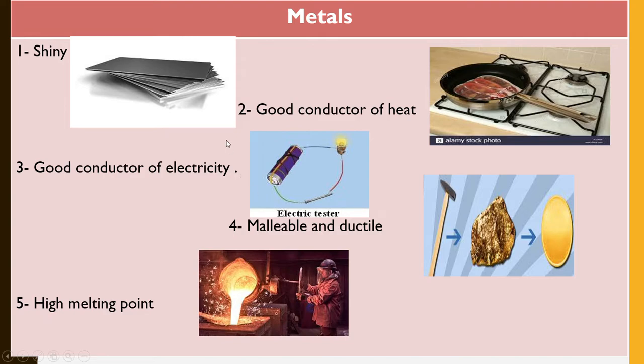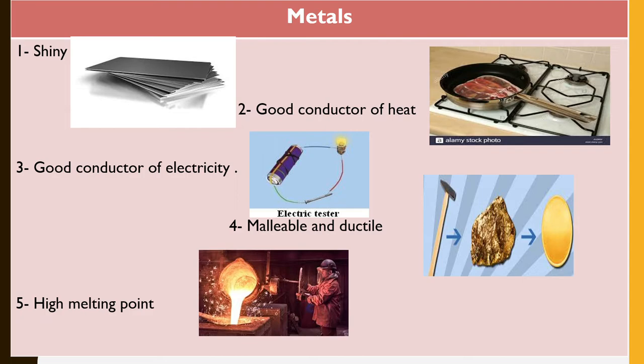Number three, all metals are good conductors of electricity. So they can conduct electricity and move it inside the wires to light this lamp or to work any device. Number four, they are malleable and ductile.